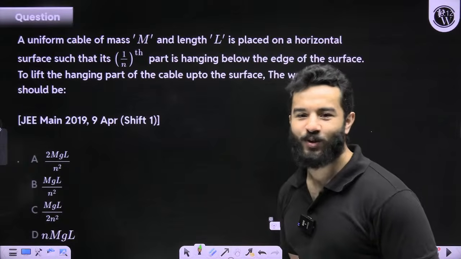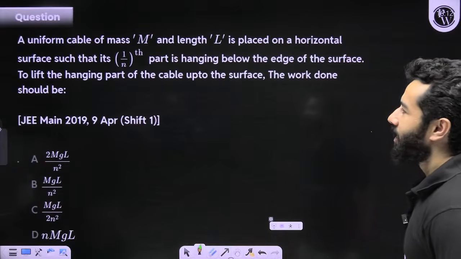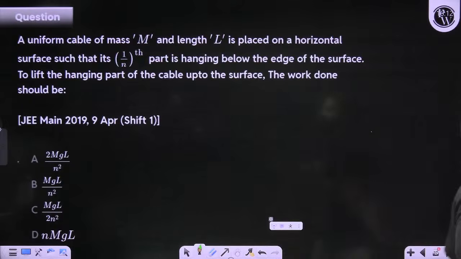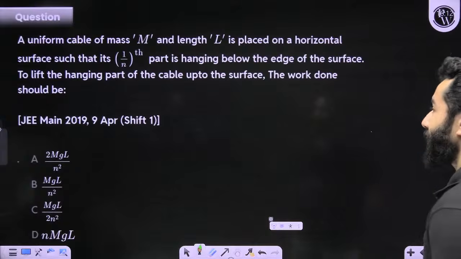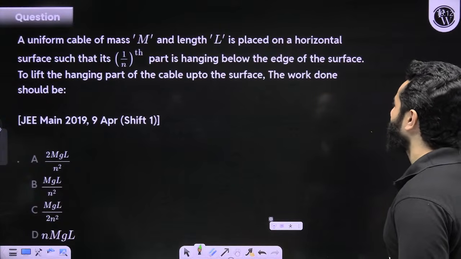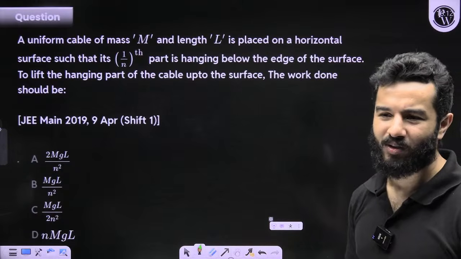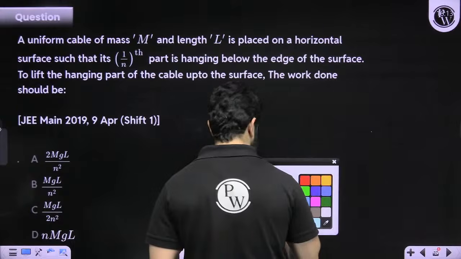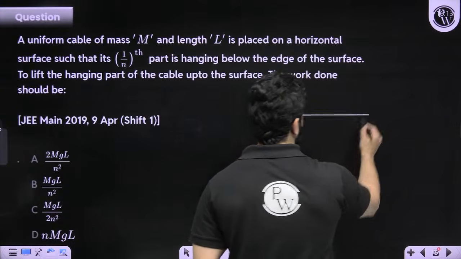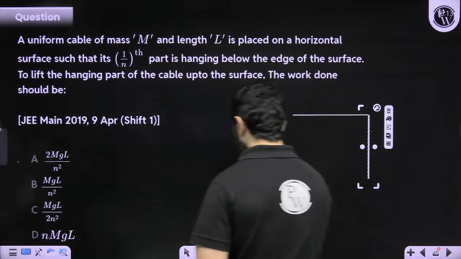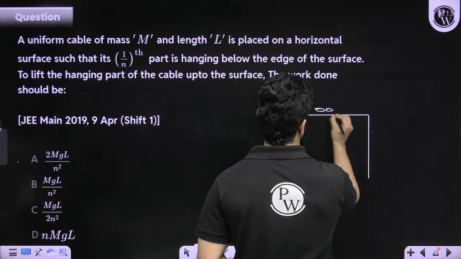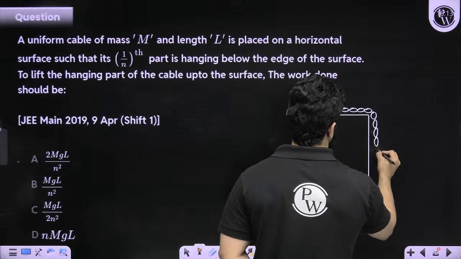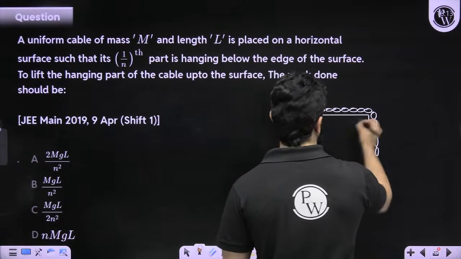Okay, let's come back to mechanics. A uniform cable of mass M and length L is placed on a horizontal surface such that its 1/nth part is hanging below the edge of the surface. This is a typical traditional type of problem, a standard question. So we have got a table, and then you have got a chain, and its 1/nth part is hanging.